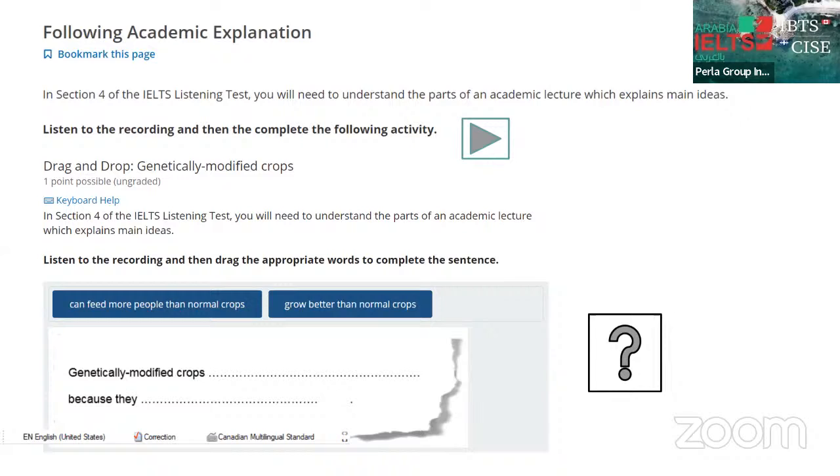So for this one, you can realize that they said that genetically modified crops grow better than normal crops because they can feed more people than normal crops, okay? Now, what we realized from here is that in IELTS, there's a lot of paraphrasing. And in your listening, you do not expect that whatever you listen to is exactly what you see in front of you. So the fact that you need to paraphrase is very important.